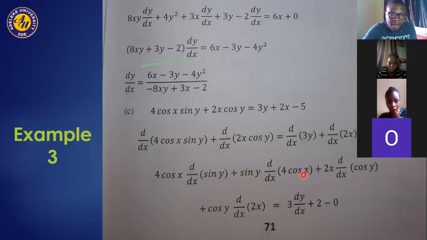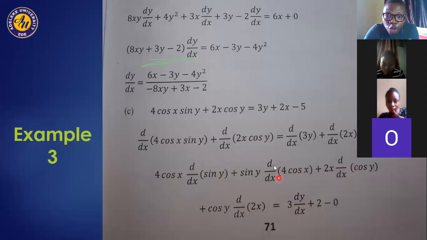Is that one clear? Sir, is it not holding 4 cos x, differentiating sin y? Check this. We hold 4 cos x to differentiate sin y. So we are now holding sin y to differentiate 4 cos x. So this is your A, this is your B. You remember? So let's do the next one. We have 2x cos y. So we are holding 2x to differentiate cos y, and holding cos y to differentiate 2x. That one clear?